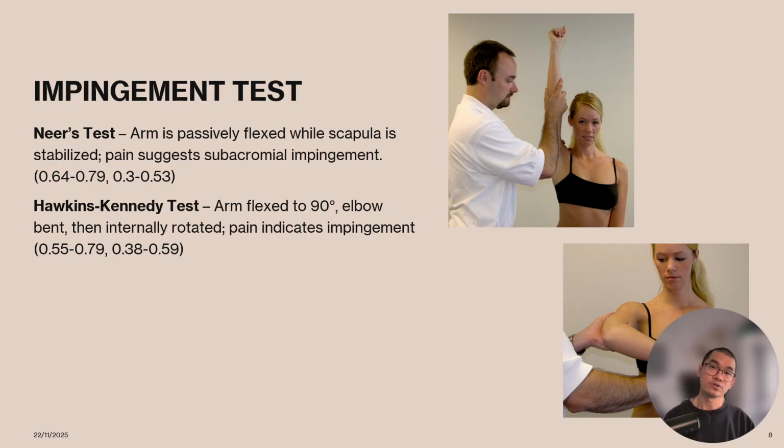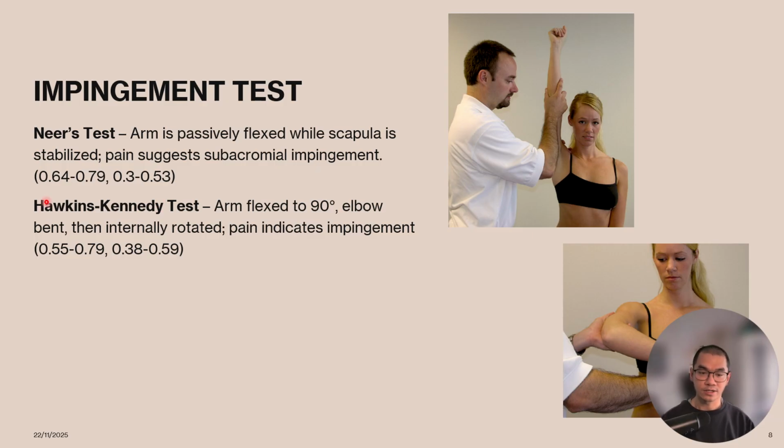After that, we'll go to the special tests. We have 4 different categories, and the first is impingement. You can see that in the picture in the slide. The Neer test and Hawkins-Kennedy test are the 2 most common tests we do. We need to do all of them in a thorough fashion in the exam, and we need to be able to comment on how good their sensitivity and specificity are.